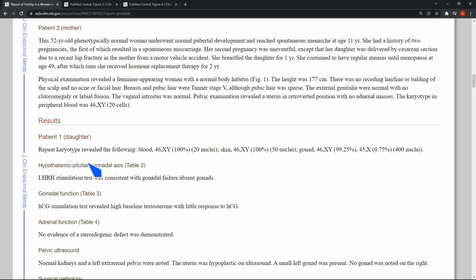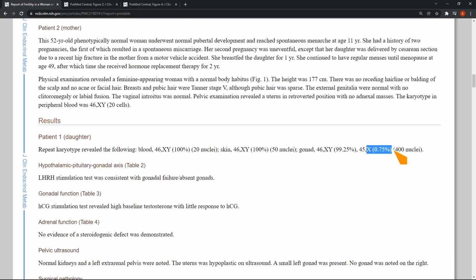But they did, and this is what they found, and it's extraordinary. So, going back to patient 1, repeat karyotype revealed the following. In the blood, it was 100% 46XY. So every cell that they tested in the blood had this XY chromosome in the daughter. In the skin, it was also 100% XY. And in the gonad, it was 100% XY.